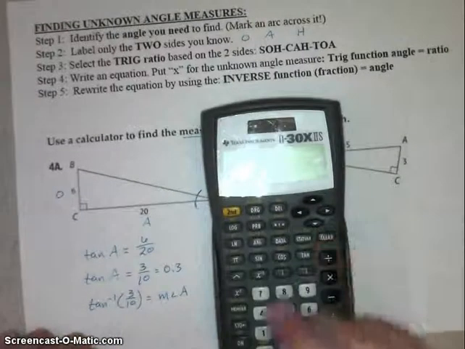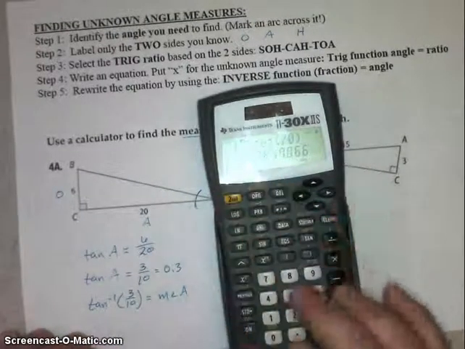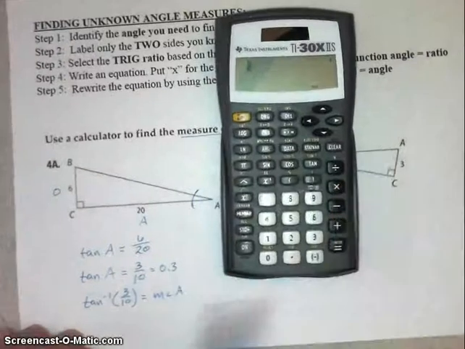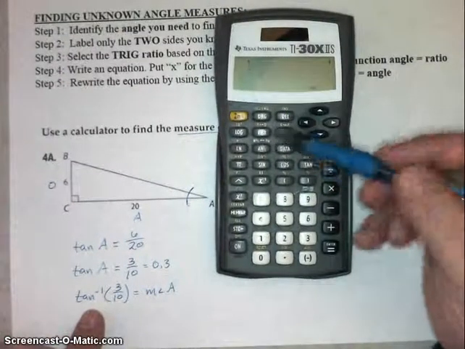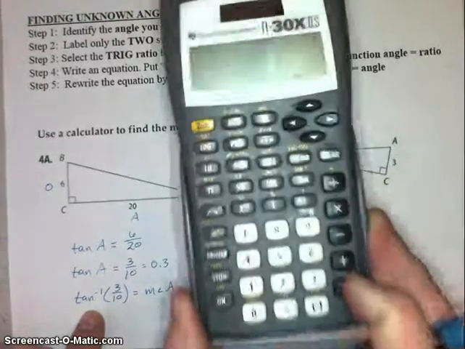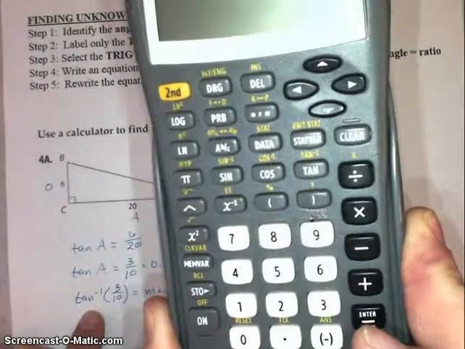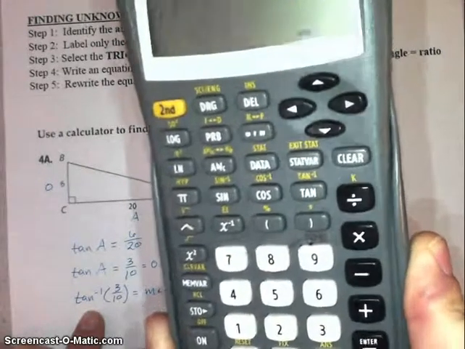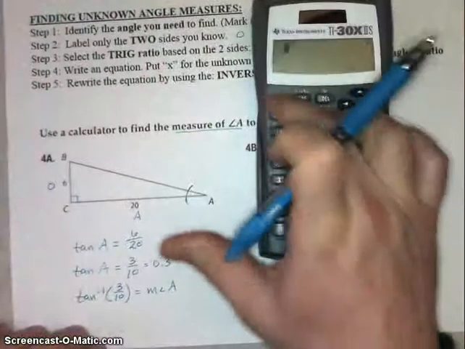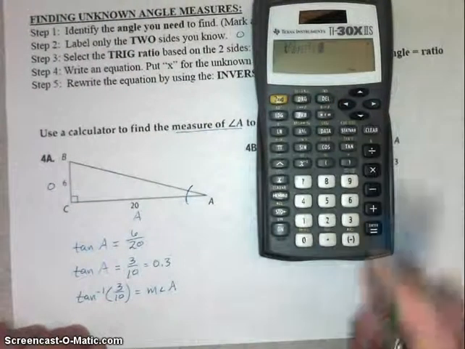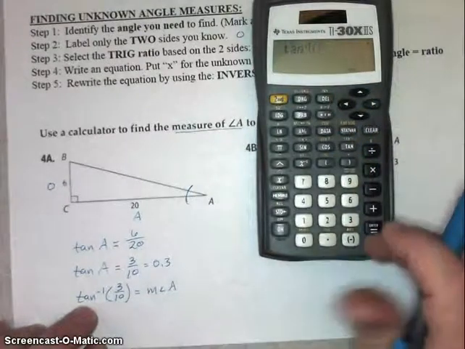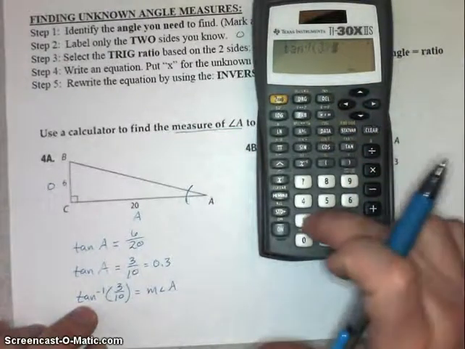And here's how we do that. We're going to use our second or function key to do that. So if I'm going to enter this in, I'm going to start by using the inverse tangent. You'll see printed right above it that TAN with a -1 exponent. And to get that, we have to push the second button. So I push second, and you'll see it brings up inverse tangent. And then I can put my 3 over 10 fraction. I can write it as 3 divided by 10.